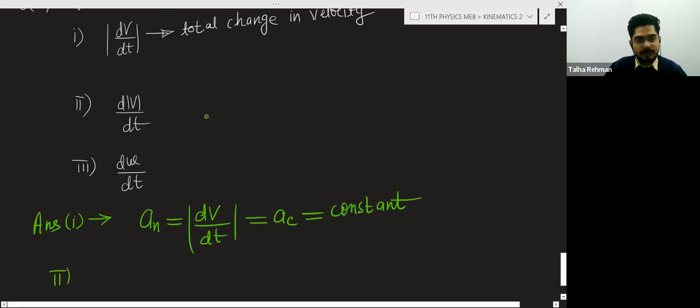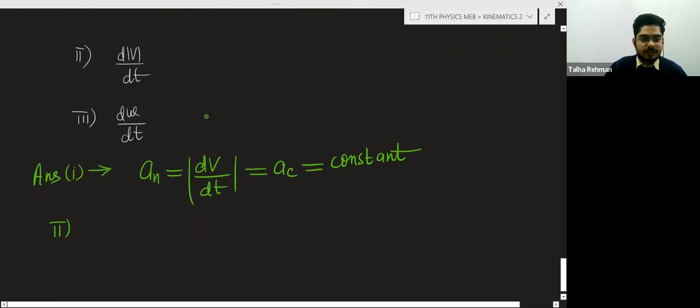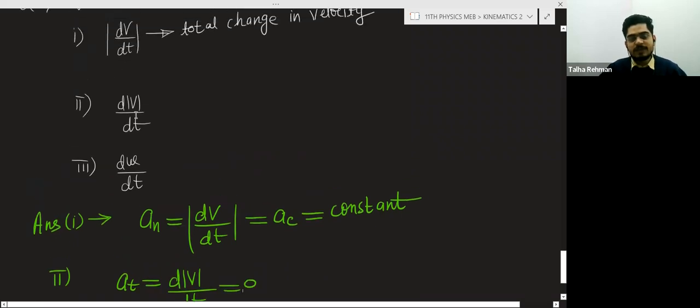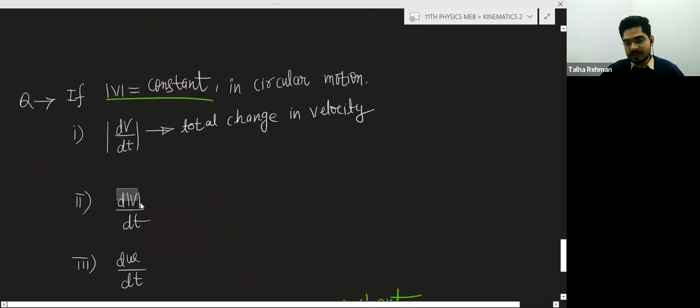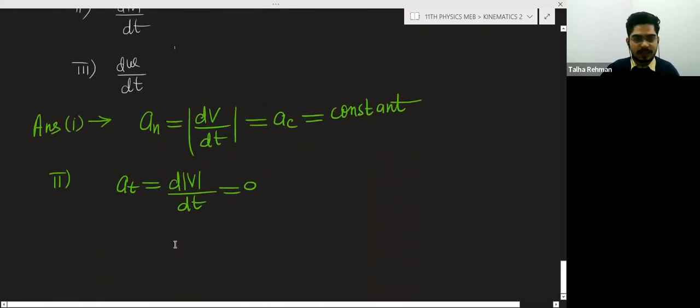Second part, this value is basically the tangential acceleration. I have told you this will also be 0. Why? Because it is given that mod v is equal to constant. Speed is constant, so this is the tangential acceleration. If speed is constant, then there will be no tangential acceleration.